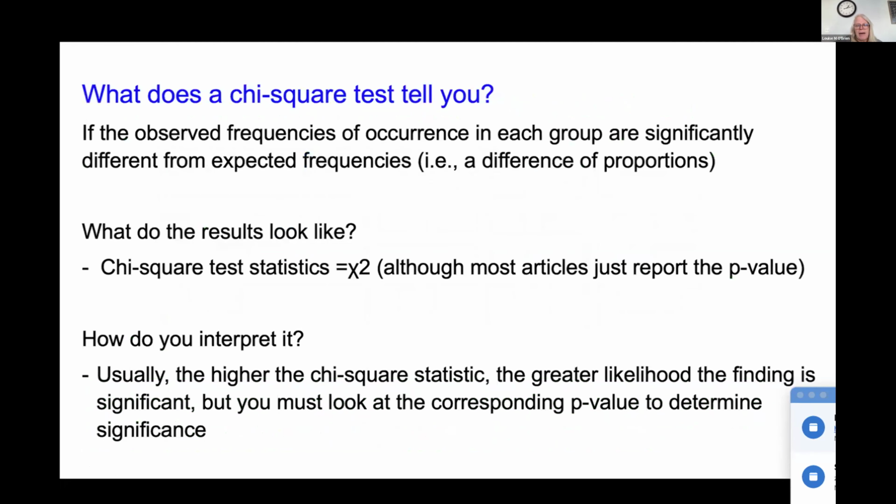So the chi-squared basically tells you if the observed frequencies that you're seeing in your study of occurrence of the outcome in each group are significantly different from what you would expect. So it's basically a difference of proportions. And you often will see a chi-squared test statistic, which is this one here in the middle. They should really report them, although you will always see many articles that just have the p-value. And again, the higher the chi-squared statistic, the greater the likelihood of finding a significant difference. But of course, you have to look at that p-value to see whether it truly is significant.